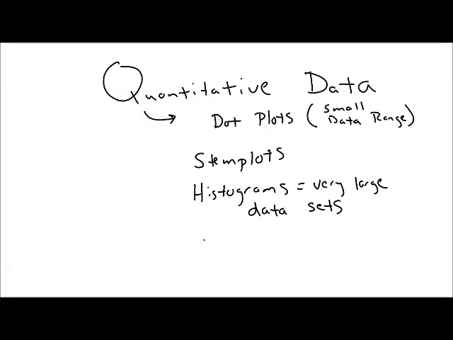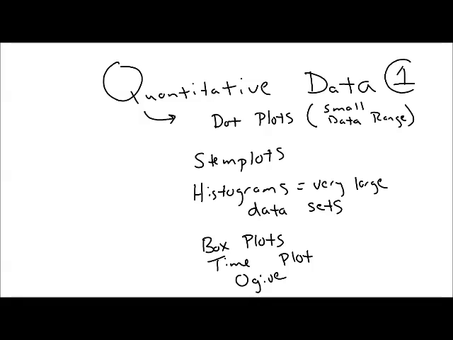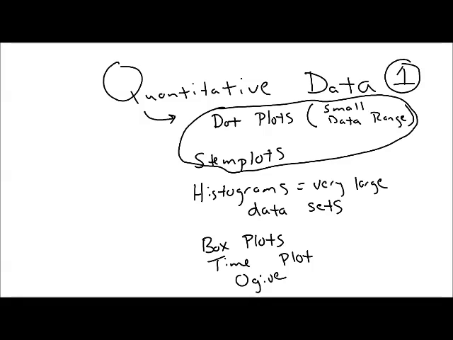We have box plots. And we have something called a time plot and an ogive. This lesson, quantitative data, we'll call this quantitative data lesson number 1, deals with dot plots and stem plots. Okay. Dot plots.